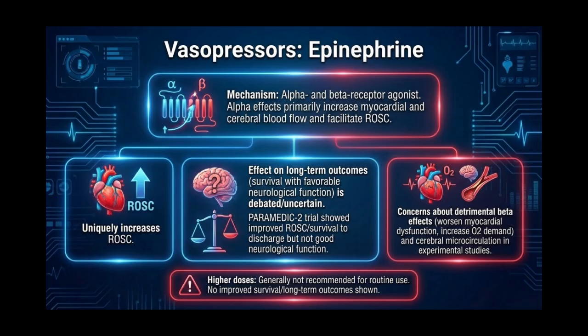There are concerns regarding the beta-adrenergic effects of epinephrine, which can be detrimental during or following a cardiac arrest. These effects may contribute to worsened myocardial dysfunction after resuscitation and increase the heart's demand for oxygen. Additionally, experimental research has linked epinephrine with adverse impacts on cerebral microcirculation. Generally, higher doses of epinephrine are not recommended for routine use. Although some trials reported increased rates of spontaneous circulation with high doses of epinephrine, none demonstrated an improvement in survival to discharge or better long-term outcomes when compared to standard doses of the medication.